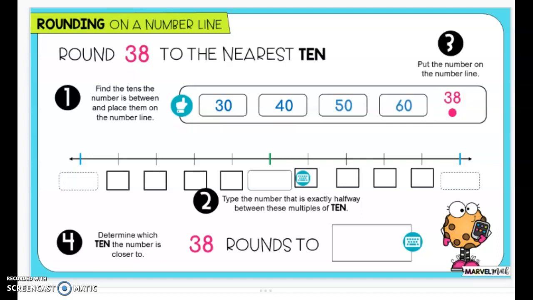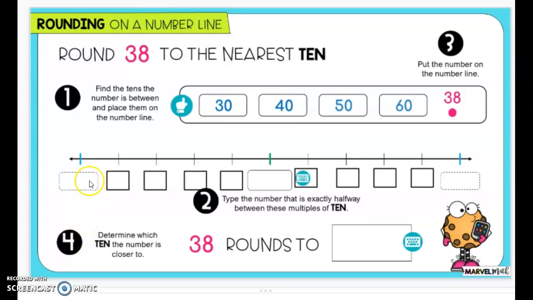All right, boys and girls, today we are going to be practicing rounding on a number line. We're going to practice rounding to the nearest 10, to the nearest 100, and to the nearest 1,000. So let's take a look at this first slide we have here. Round 38 to the nearest 10.